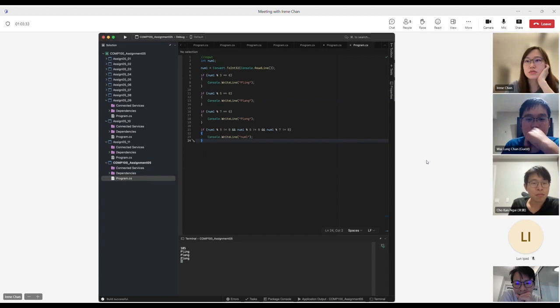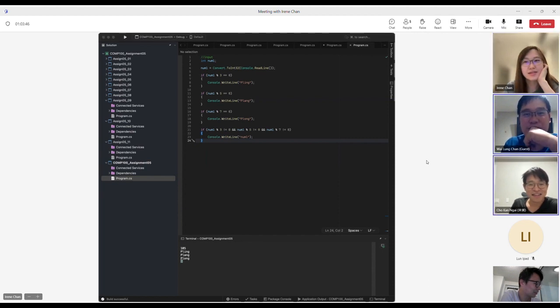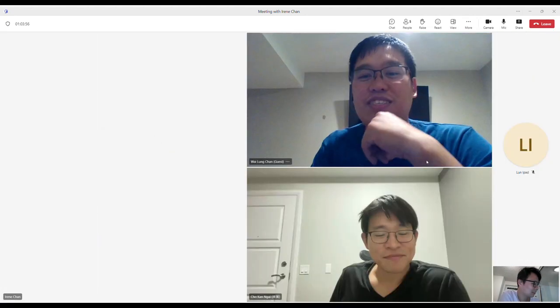How do I unshare? You have to look at the top of your screen, and then you find there is a stop presenting button. Move your mouse to the top of the screen. Okay, that's all.